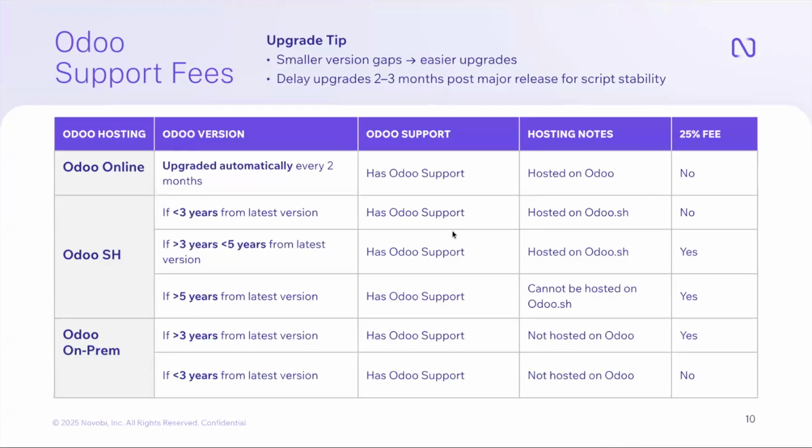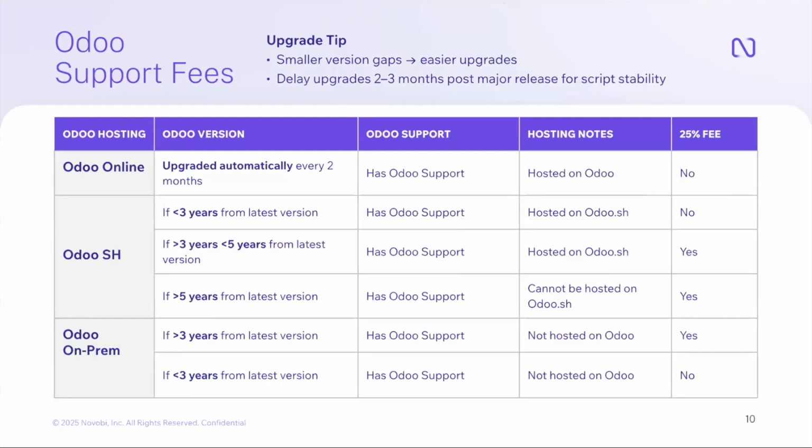However, I have also a not so good news. So if you are on a legacy version, a version that is more than 3 releases behind the current version, you incur a 25% support fee on the annual subscription. So let me break it down by hosting so you can relate it to your own situation. For Odoo Online, if you are an Odoo Online user, then you will have the automatic upgrade every 2 months, done by Odoo, therefore no extra fees incurred.